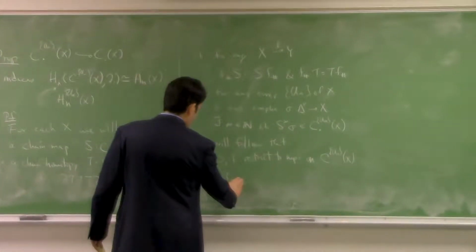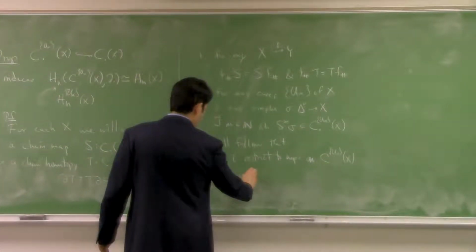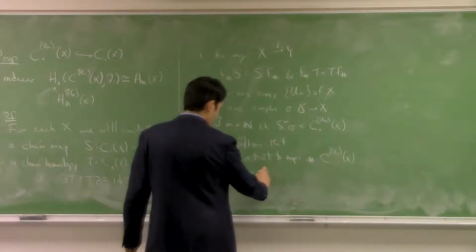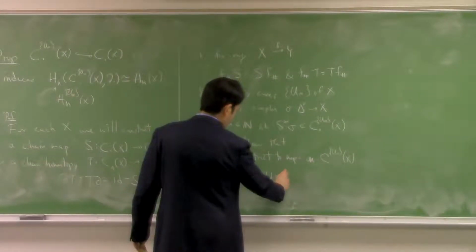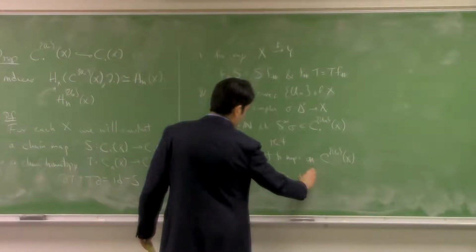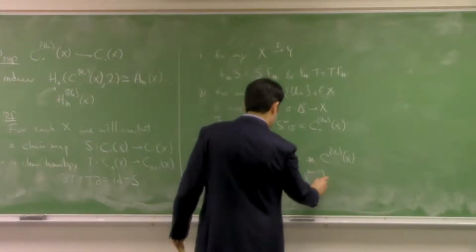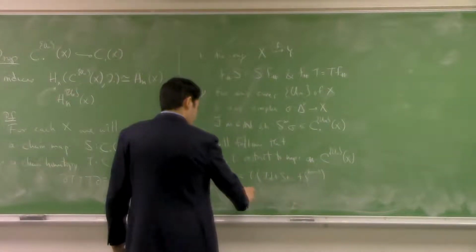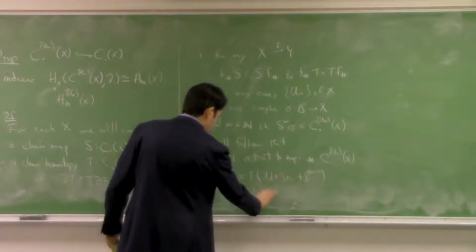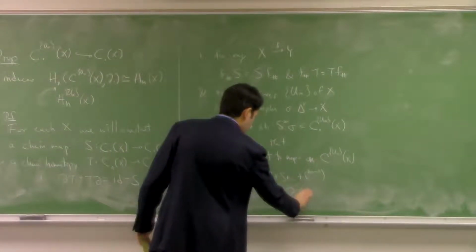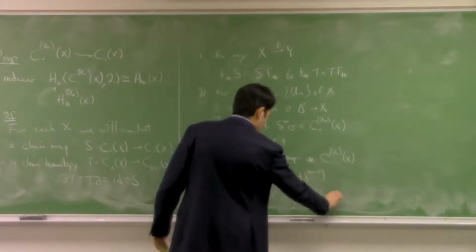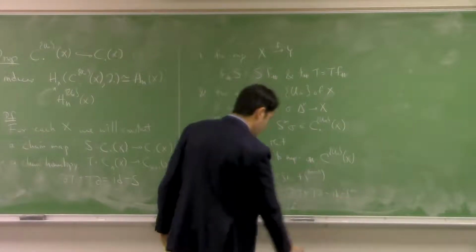If you take Tm equal to T, and then put 1, so the identity plus S plus up to S to the m minus 1, this will satisfy boundary T plus T boundary is equal to identity minus Sm.